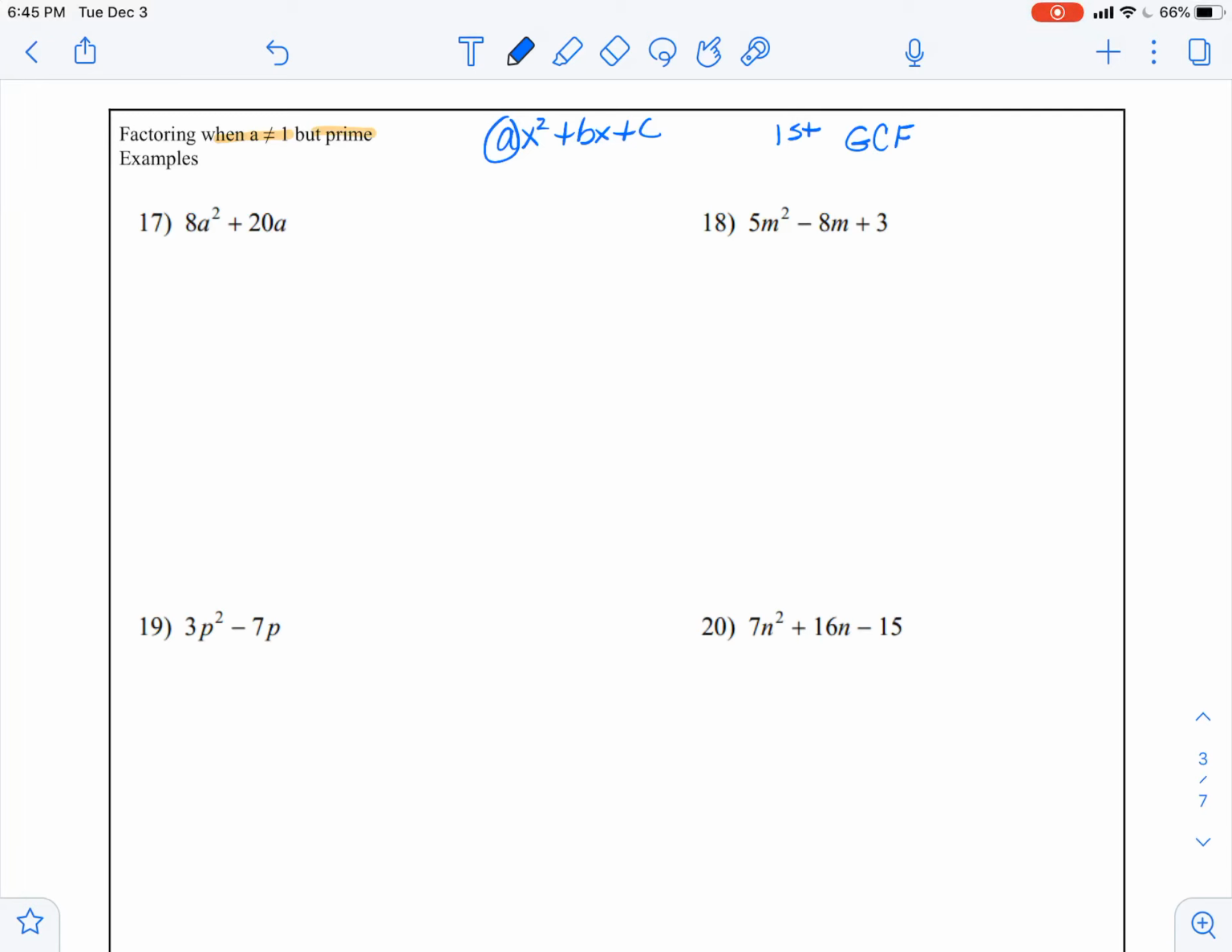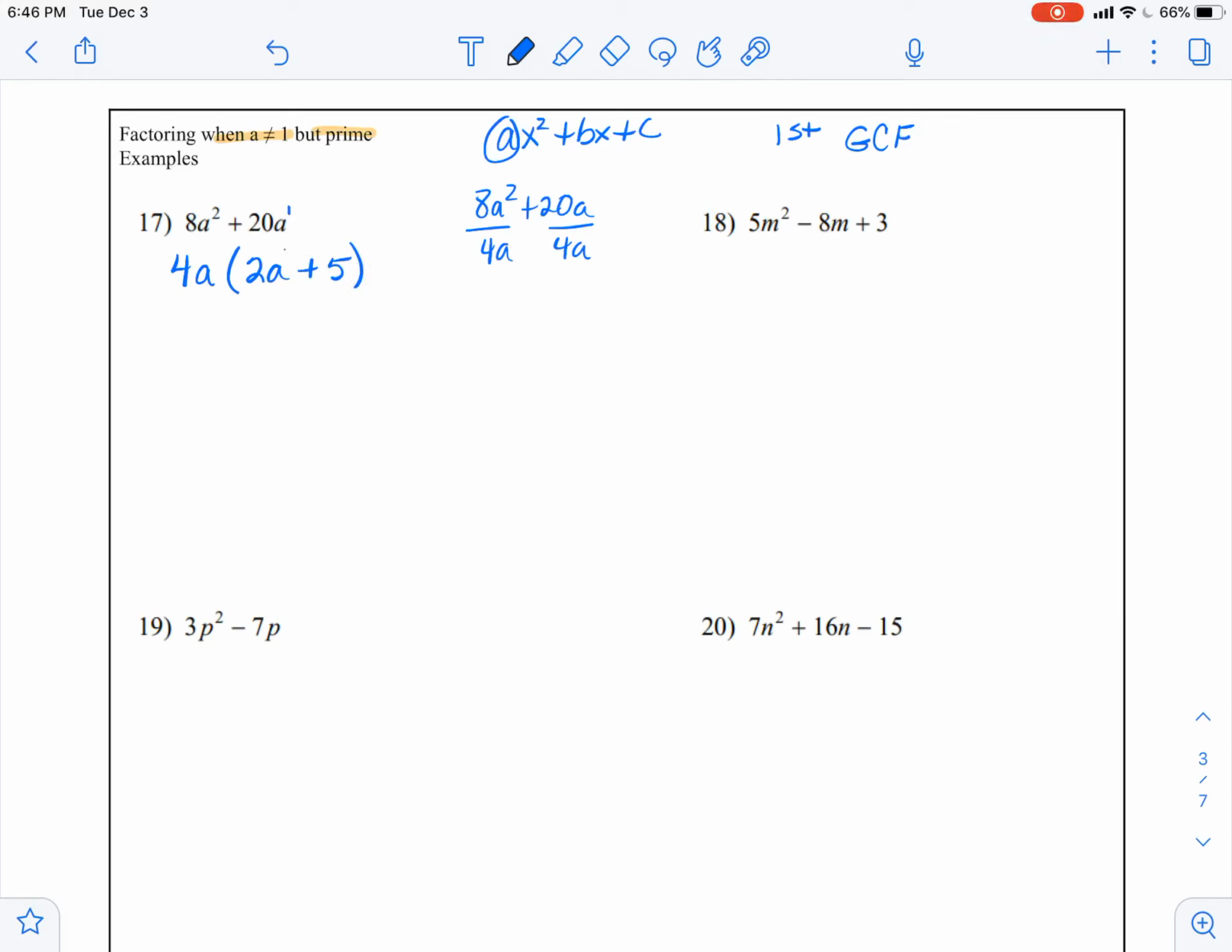So I'm going to start off with number 17. I'm going to look at the 8 and the 20 and do they have anything in common? 4 will go into both. Then I look at my a squared and my a. Again, I always go with the lowest exponent, which is a to the first. So that is my common factor. It now becomes a division problem, dividing by a monomial. And so the first term is going to give me a 2 and an a, and the second one a 5.